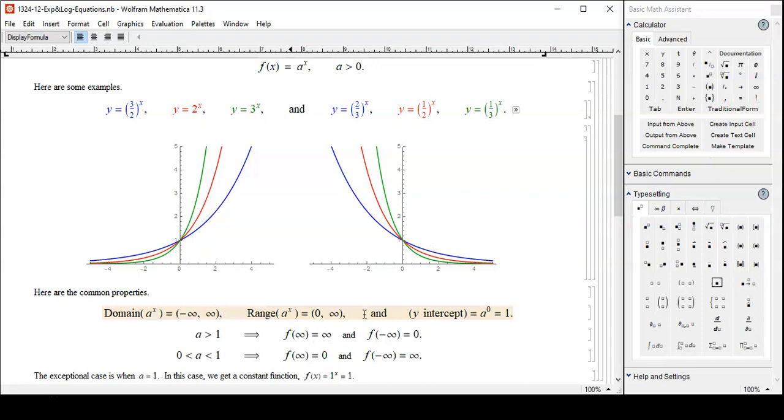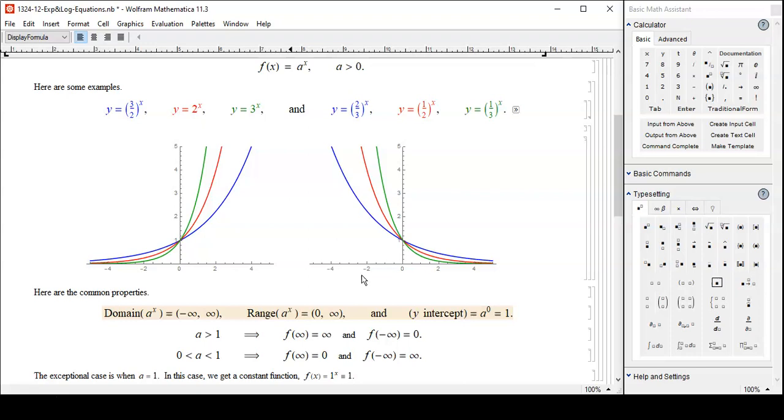Now, the range is 0 to infinity, which means all strictly positive. That too is pretty easy to understand. No matter how many multiplications, divisions, or radicals you do to a positive number, you have to stay positive. You can get closer and closer to 0, but never equal to 0. So this is wrong. This is right. It has to be an open interval, 0 to infinity, strictly positive.